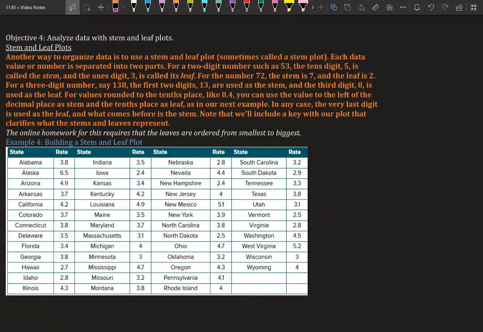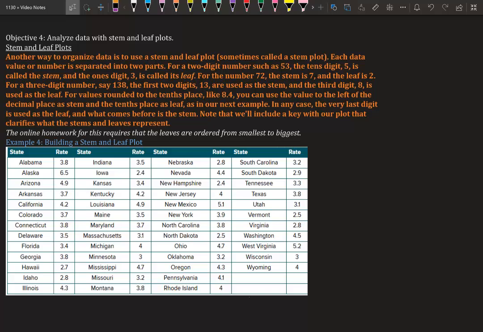Another way to organize data is to use a stem and leaf plot, sometimes called a stem plot. Each data value or number is separated into 2 parts. For a 2-digit number such as 53, the tens digit 5 is called the stem, and the ones digit 3 is called the leaf. For the number 72, the stem is 7 and the leaf is 2. For a 3-digit number, say 138, the first 2 digits 13 are used as the stem, and the third digit 8 is used as the leaf.